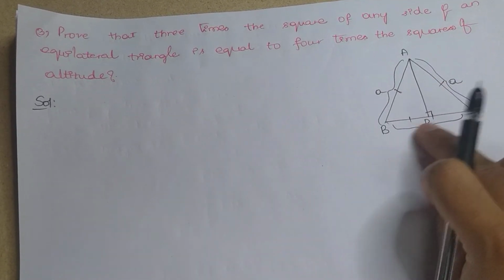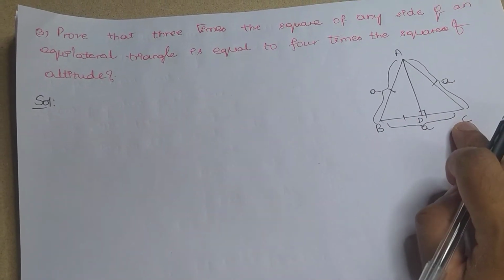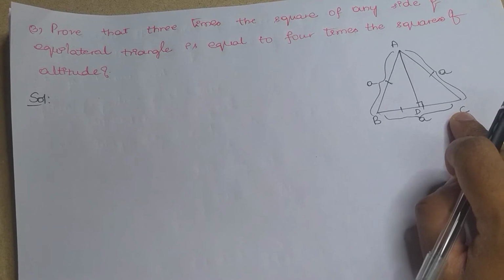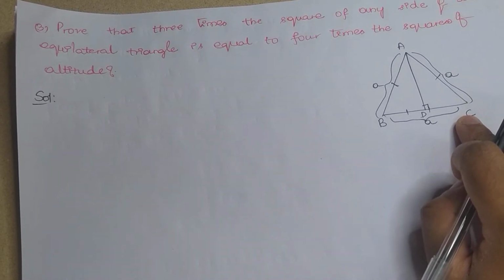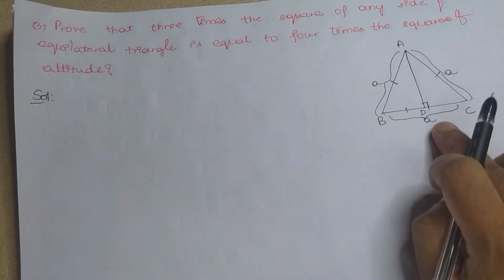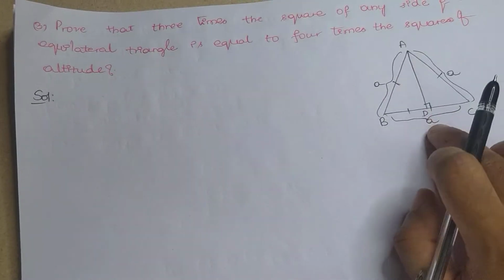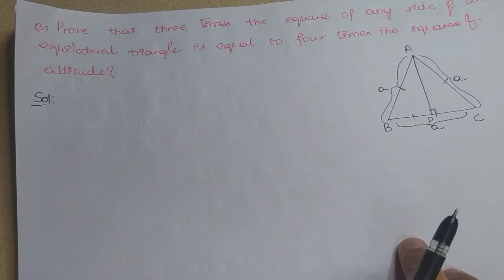So here I have drawn an equilateral triangle with the vertices ABC. So what is meant by equilateral triangle? A triangle in which all the sides are equal, then such triangle is called equilateral triangle. So here I have taken the side as small a, such that all the three sides will be equal for the equilateral triangle.